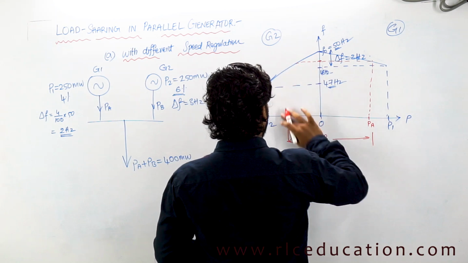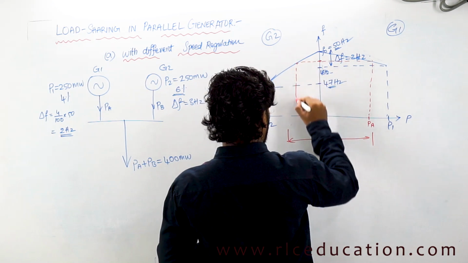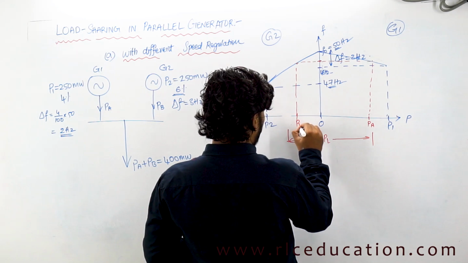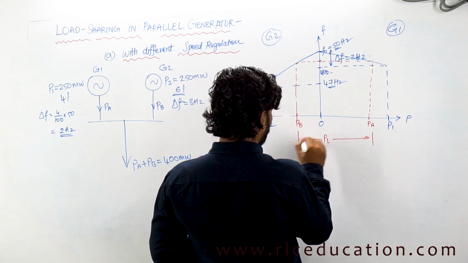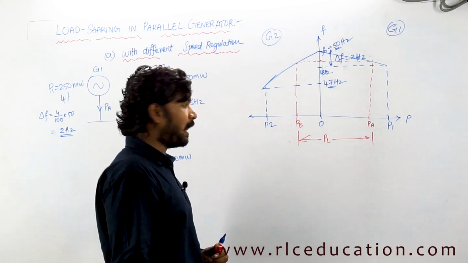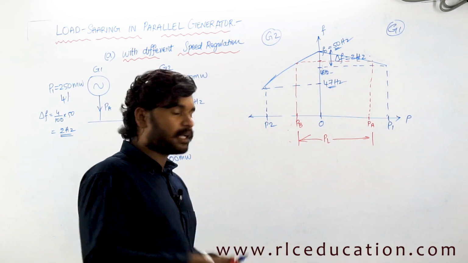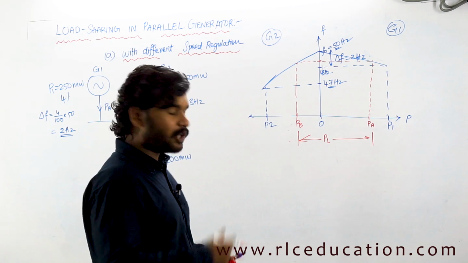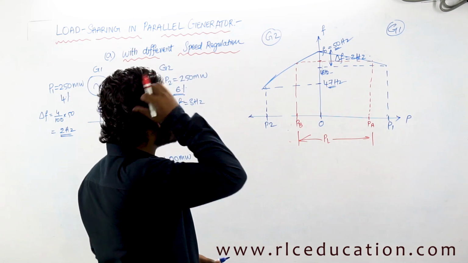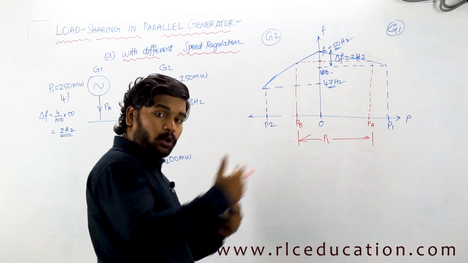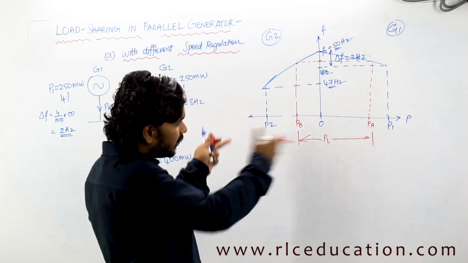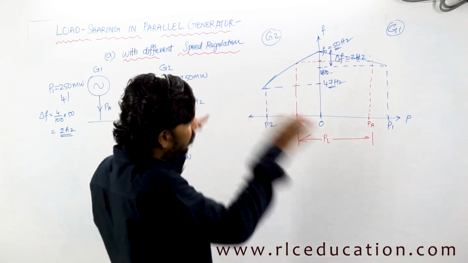So the same will be the PB shared. Since both generators are operating in parallel, their frequency remains the same all the time. So that is the basic idea of parallel operation. In parallel operation, the frequency always remains the same. So the load division between the two generators will take place in such a way that the frequency remains constant.